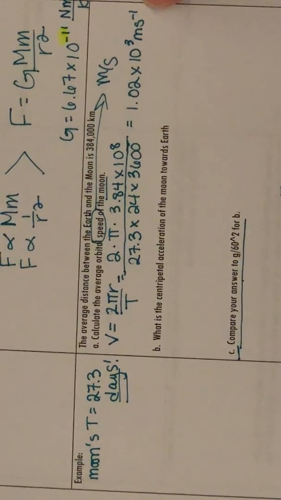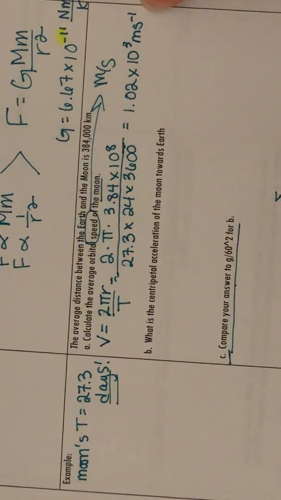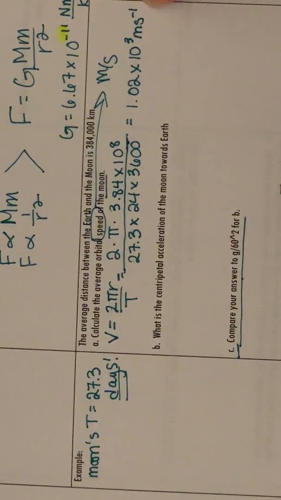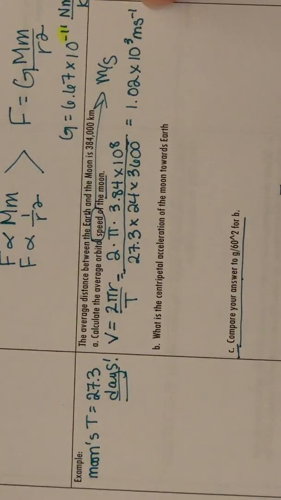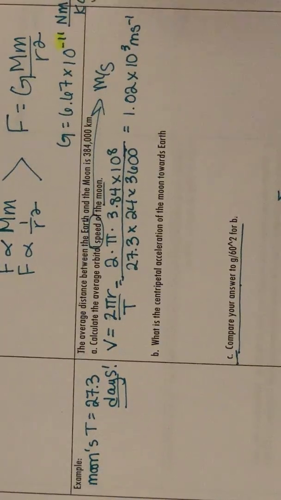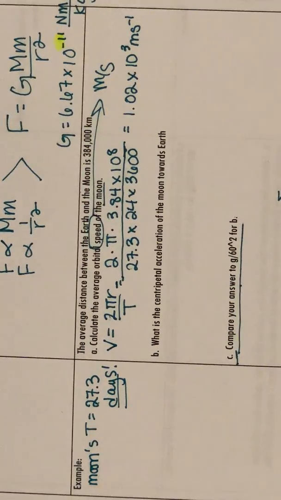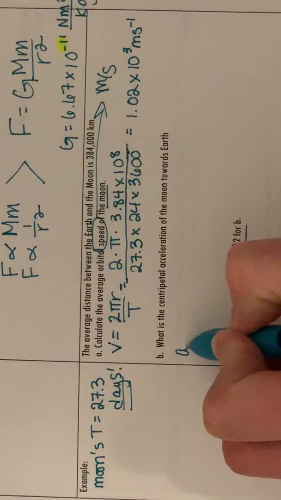So 1.02 times 10 to the third means that the moon is moving around our Earth at about 1,020 meters per second. So she's going at a pretty good clip, team. If we take that value and try to calculate the centripetal acceleration of the moon towards the Earth, that is an easy squeezy calculation.